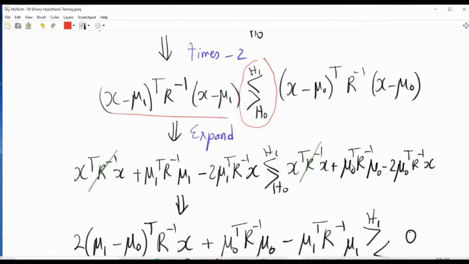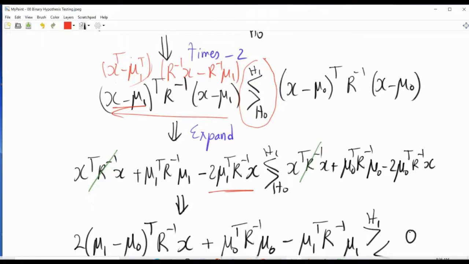Expand. So when you expand, you get 4 terms. Basically, this is x transpose minus mu1 transpose. So this is the first term, and this will be r inverse x minus r inverse mu1. And then you have 4 terms. You have x transpose r inverse x, and then these two give you plus mu1 transpose r inverse mu1. And then you have cross terms.